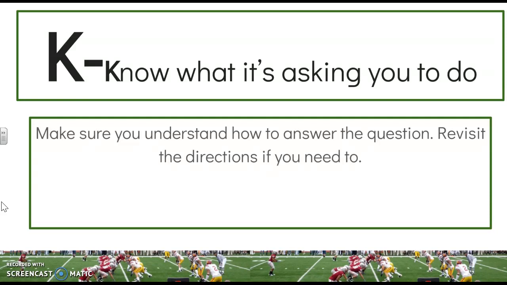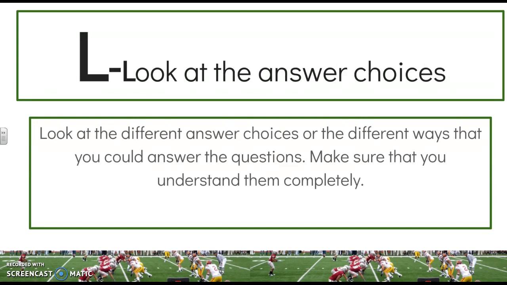K, know what it's asking you to do. Make sure you understand how to answer the question. Revisit and reread the directions if you need to. If you don't know what it's asking you to do, you're not going to be able to answer it successfully. So go back, reread the directions if you're confused.